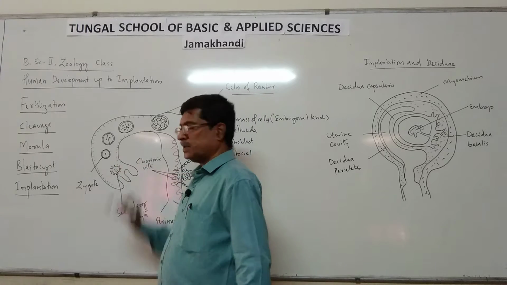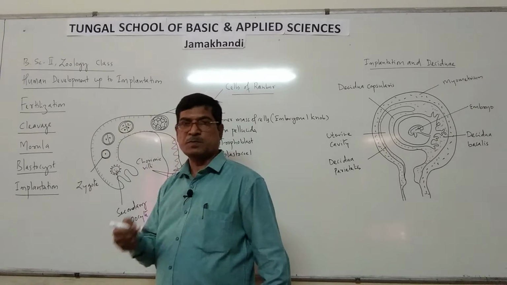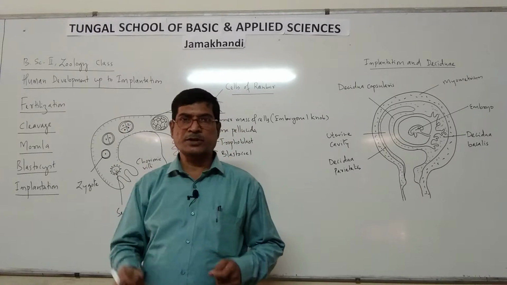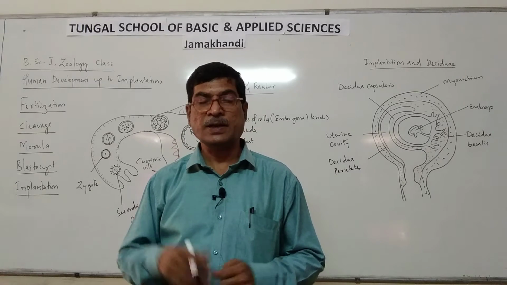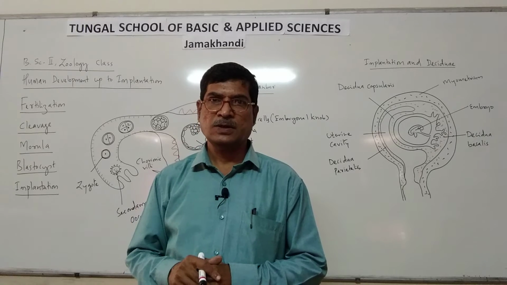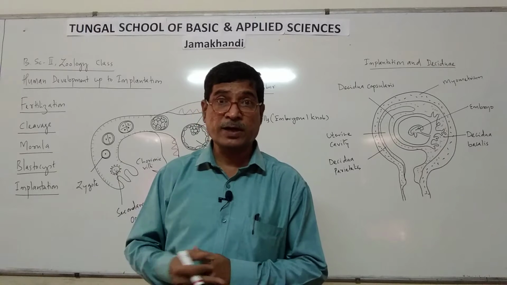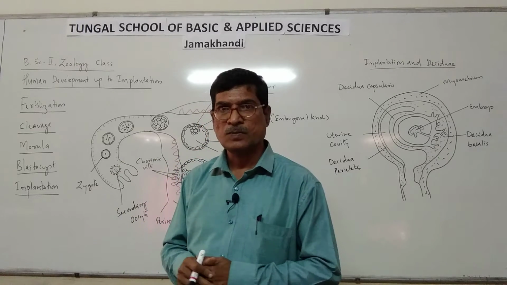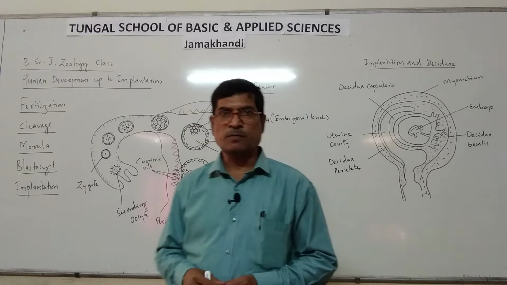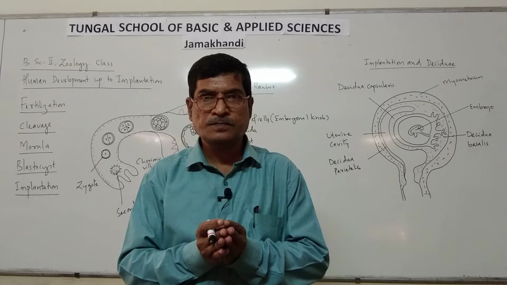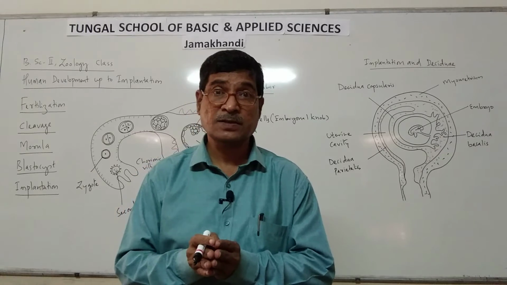So soon after fertilization, what happens now? Soon after the entry of the sperm into the ovum, the second meiotic division is completed. As a result, the first polar body is released, and the second polar body is released. At the end of the first meiotic division, the first polar body is released. At the end of the second meiotic division, the second polar body is released. Okay? Now, the male pronucleus and female pronucleus are both fused. This is called karyogamy or amphimixis.